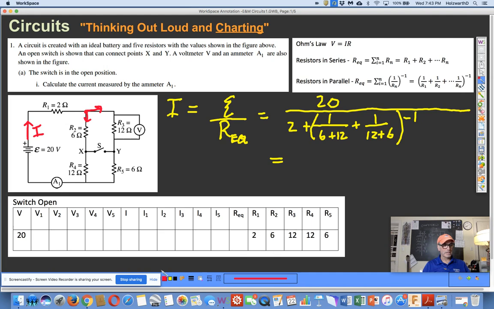now I apologize, I didn't add those up on my calculator, but let's see if we can do it in our heads. All right, 1 over 18 plus 1 over 18 is 2 over 18. Flip it, 18 over 2, which is 9. 9 plus 2 is 11. So what you're going to get is 20 over an equivalent resistance of 11.